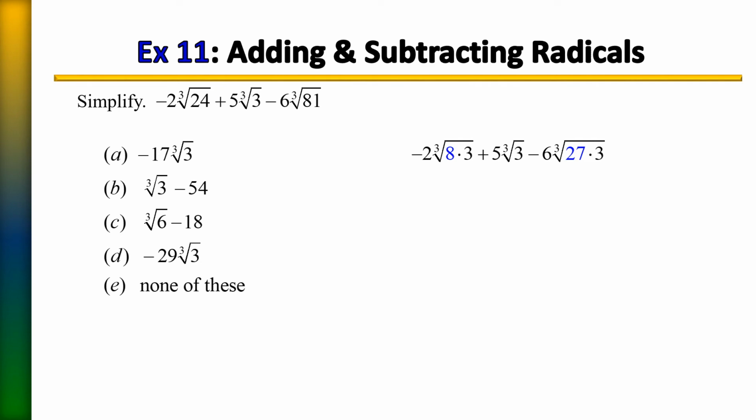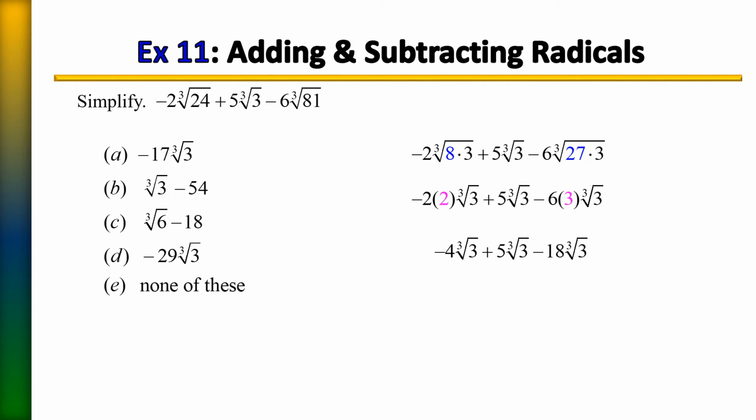Starting with the first term, the cube root of 8 is 2. What am I going to do with that 2? Multiply it outside with that negative 2 to give you negative 4 outside. For the last term, the cube root of 27 is 3. What am I going to do with that 3? Multiply it with this negative 6 on the outside. So we'll go ahead and multiply them, and that's going to give us negative 4 cube root of 3, and then plus 5 cube root of 3 minus 18 cube root of 3.